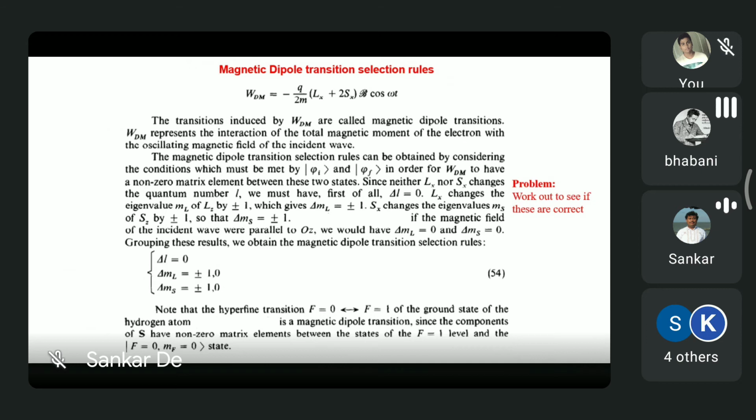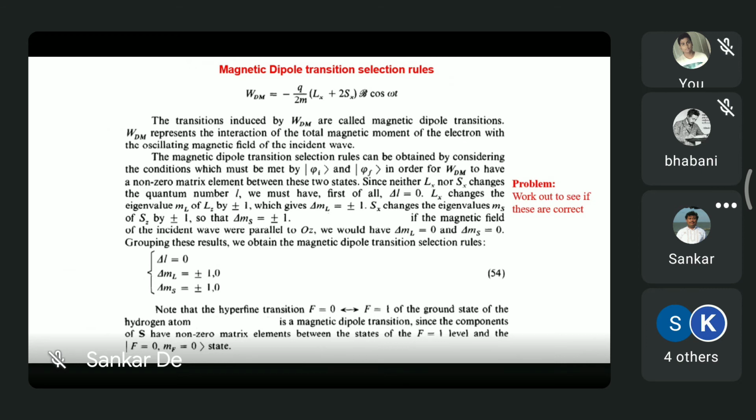I think Lx is equal to half of L plus half of Ly, something like that, no? Yes. So it's probably going to add one and then subtract the same thing. Yes, so delta L equal to 0 is one of the conditions.